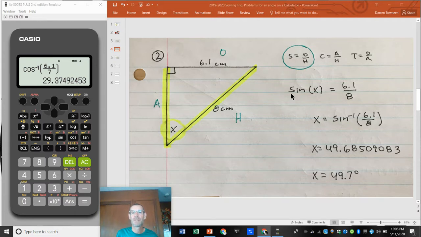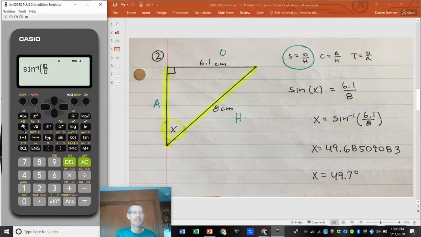So I write the sine of the angle, but the angle this time is our variable. So it's the sine of x equals the opposite over the hypotenuse. Then I divide both sides by sine to give myself x equals the inverse sine of 6.1 over 8. And then I have to put that equation into my calculator. So instead of just hitting the sine button, I have to hit shift and then sine.